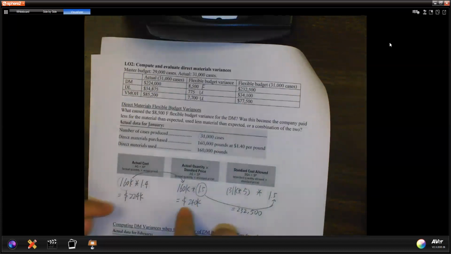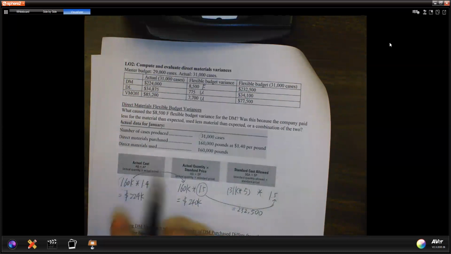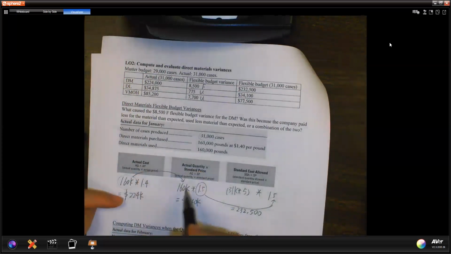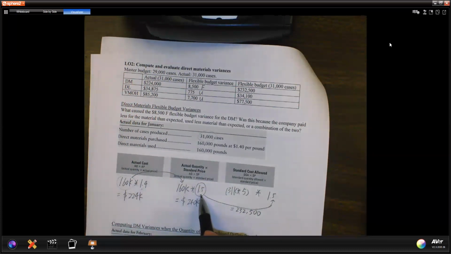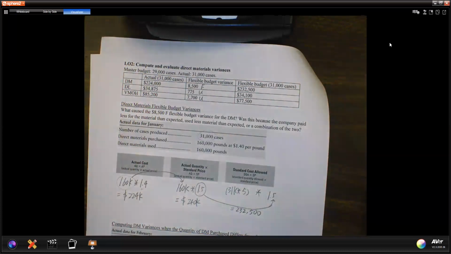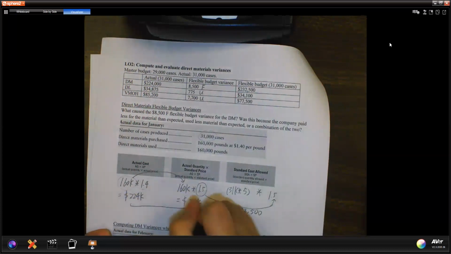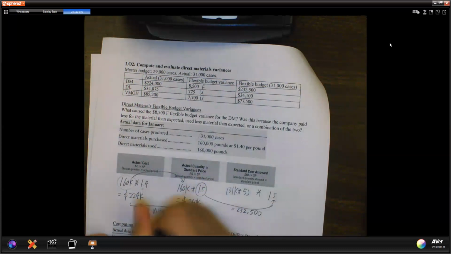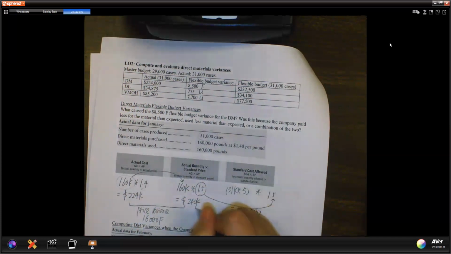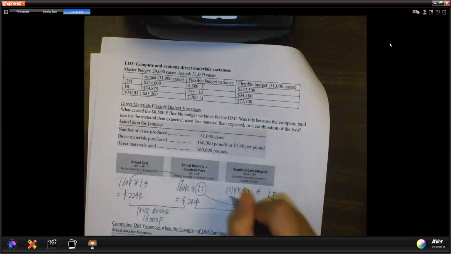So we said the main difference, look at this, right? We said the difference of the first two columns, they have the same amount of quantity, but the only difference is you thought you will pay $1.5 for 1 pound, but you only paid $1.4. So you got a good sweet deal. So the difference, we call it the price variance, and you have a 16,000 favorable.